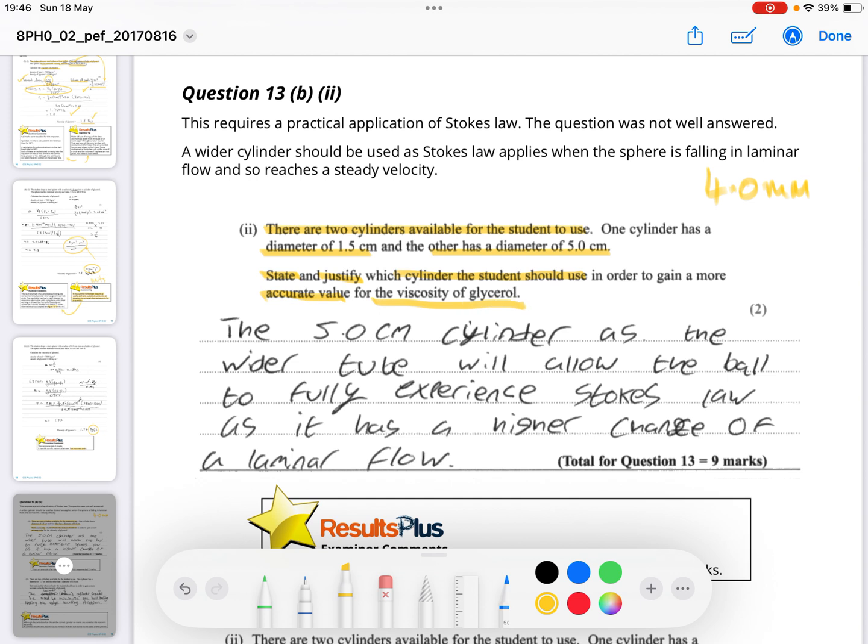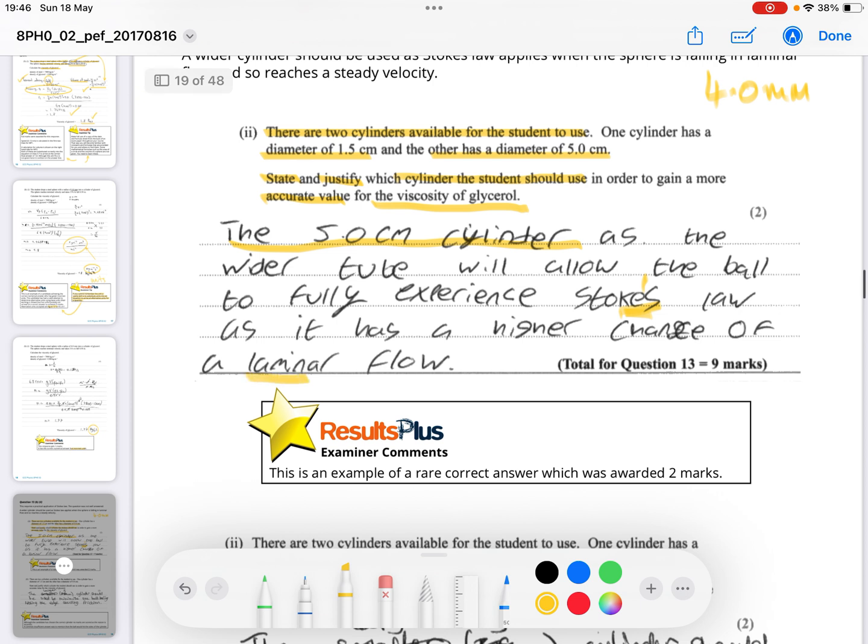So remember, this is Stokes' law, so it's to do with Stokes' law. And you want laminar flow. The 5 centimeter cylinder is better, as the wider tube will allow the ball to fully experience Stokes' law, as it has a higher chance of laminar flow. Okay, so he's mentioned that it's to do with laminar flow. This was a rare correct answer.